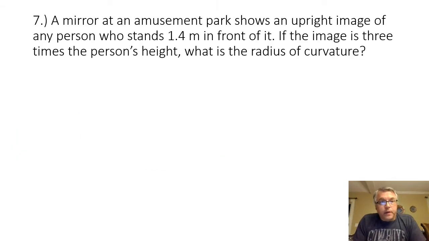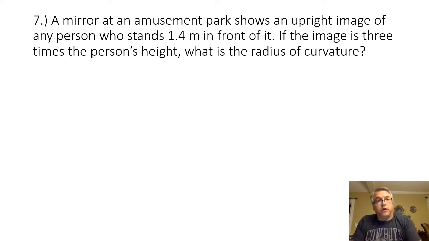Problem 7. A mirror at an amusement park shows an upright image of any person who stands 1.4 meters in front of it. If the image is 3 times the person's height, what is the radius of curvature? So in this problem, we are given the object distance, which is 1.4 meters. We are given the magnification of positive 3, and we are looking for the radius of curvature.